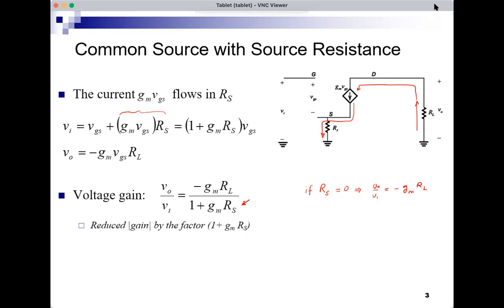So if the gain was minus 40 and 1 plus GM RS is 5, then your gain with RS would be minus 40 over 5. So it drops to minus 8. In absolute value, it goes from 40 to 8 because of the presence of RS. So RS reduces the absolute value of the gain by this factor 1 plus GM RS.